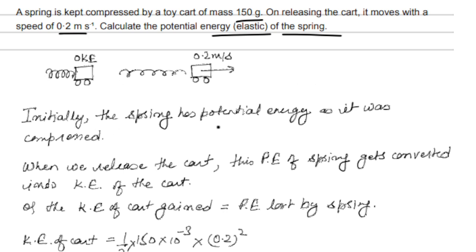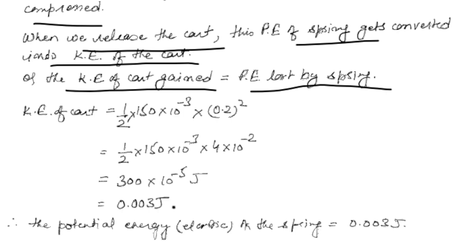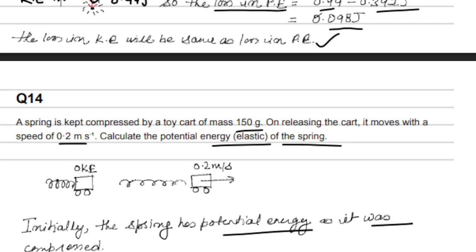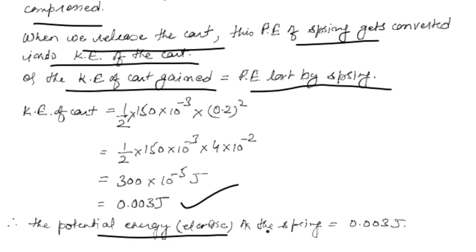Initially, the spring has potential energy as it was compressed, right? When we release the cart, the potential energy of the spring gets converted into kinetic energy of the cart. So conversely, the kinetic energy which this cart gained is the potential energy lost by the spring. The kinetic energy of the cart we can calculate as half mv squared, and we get 0.003 joules. And this energy came from the potential energy, denoted by U, of the spring, and then got converted into the kinetic energy of the cart. So whatever kinetic energy the cart attains is the potential energy of the spring.